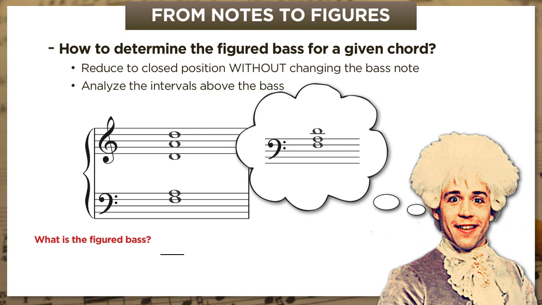What you wouldn't do is reduce it further to a stack of thirds. The key thing here is that you leave the bass as it is, and then, once it's in closed position, as close as you can pack it without changing the bass, then you analyze the notes. And in this case, there's a third above the bass, A, and a sixth above the bass, F, meaning that you, Mozart, have just managed to figure out, amazingly, that this is a 6-3 chord.